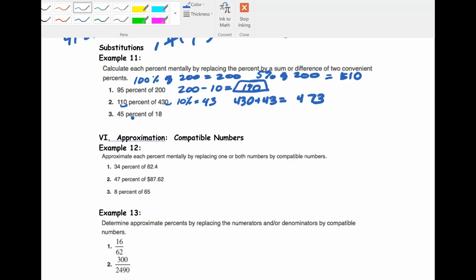And then last, 45%. So we know 50% is just half. So 50% of 18 is 9. And then what I could do is just find 5%. So 5%, well, 10% is $1.80, so 5% is going to be 90 cents. And I know 10% is $1.80 just because I moved that decimal. So if 5% is 90 cents, then if I want 45%, all I have to do is take the 50% number, 9, minus the 5% number, 90 cents, and then I get $8.10.